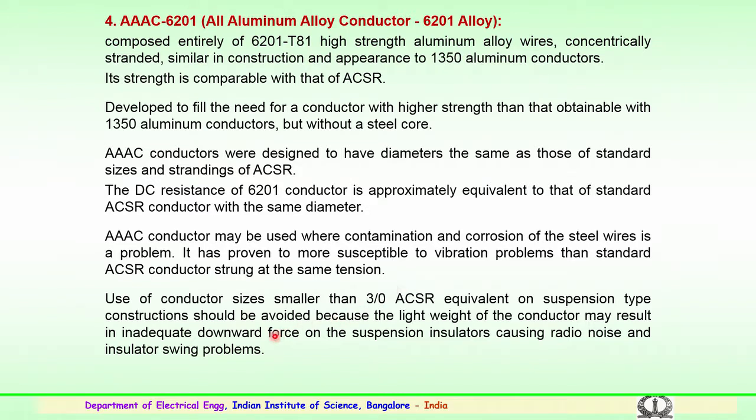As for the use of this conductor, sizes smaller than 3 ACSR equivalent on suspension type construction should be avoided. You can see there is no steel core here, only standard aluminum conductors. If you are using it for a longer length, it has to be avoided, because the light weight of the conductor may result in inadequate downward force on the suspension insulator, causing sag, and also radio noise and insulator swinging problems could arise because of the mechanical steel conductor not being present in this type.